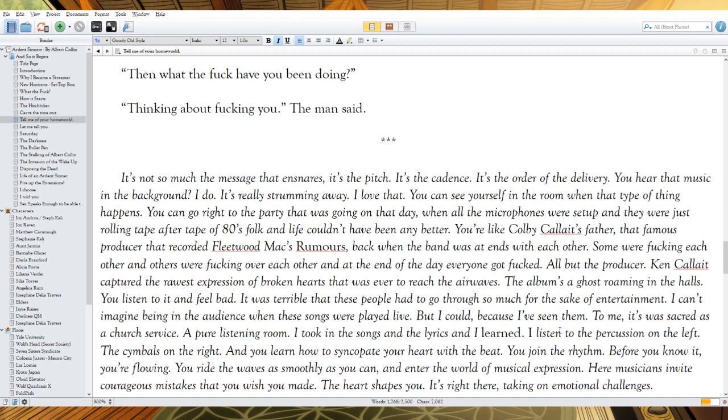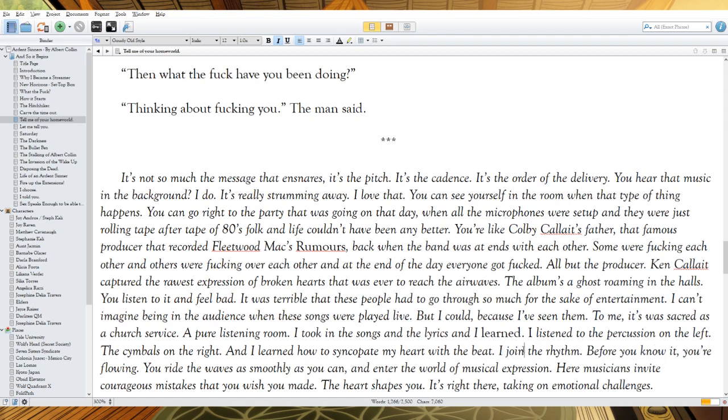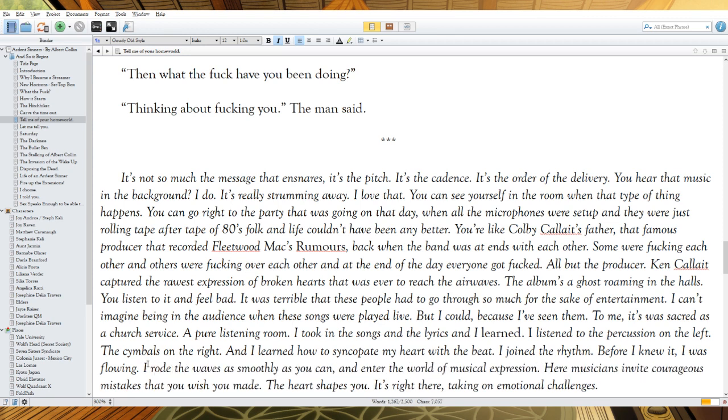I listened to the percussion on the left, the cymbals on the right. And I learned how to syncopate my heart with a beat. I joined the rhythm. Before I knew it, see, tenses here, it just has to flow. Before I knew it, this is what happens when we do the read through. I was flowing. I rode the waves as smoothly as I could. And entered the world of musical expression.